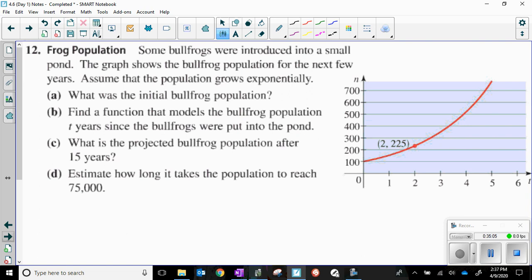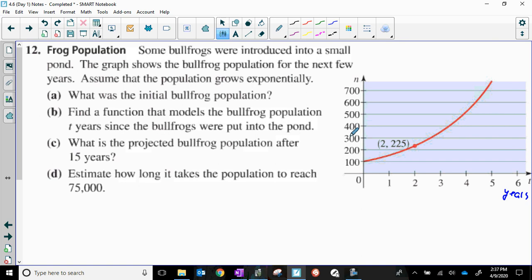All right, the next one is about a frog population. They give us a nice clean ordered pair of 2 years. These are in years, time. And the population is over here, okay? So we said that some bullfrogs were introduced in a small pond. The graph illustrates what's going on after a few years. And they say, assume that it's growing exponentially.